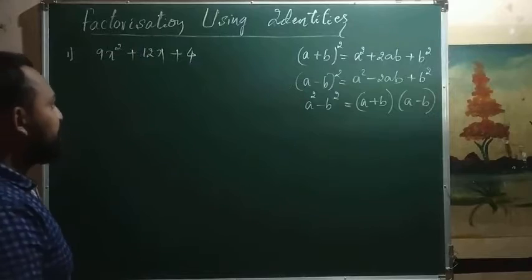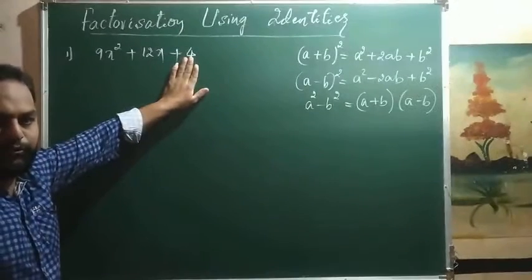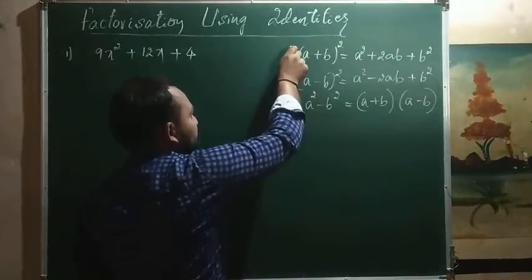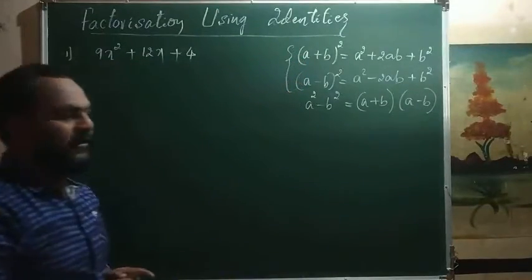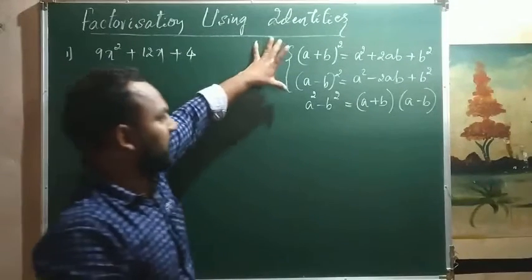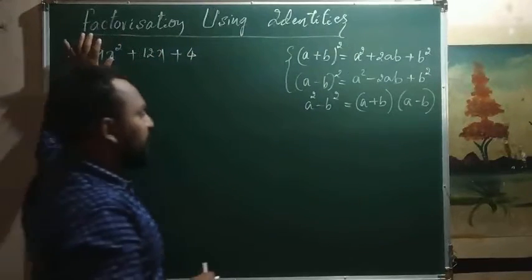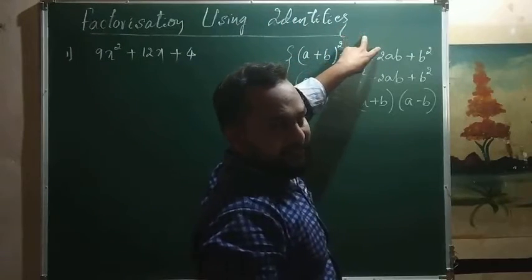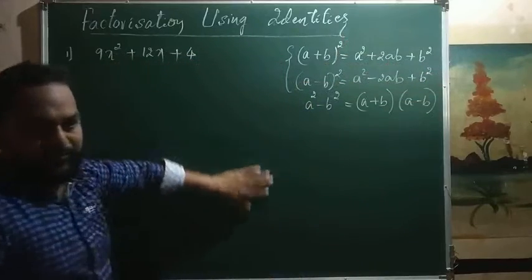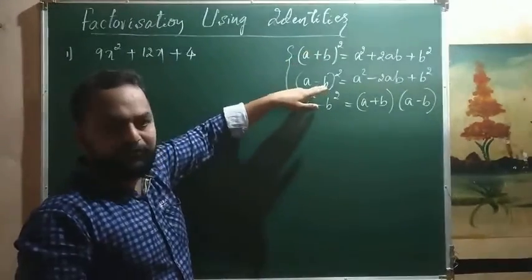First, the total number of terms is 1, 2, 3. Three terms means we apply either a plus b whole square or a minus b whole square. Both of these can be applied, because this expression is a trinomial and these identities are also trinomials: 1, 2, 3 terms. So we can use either of these two.